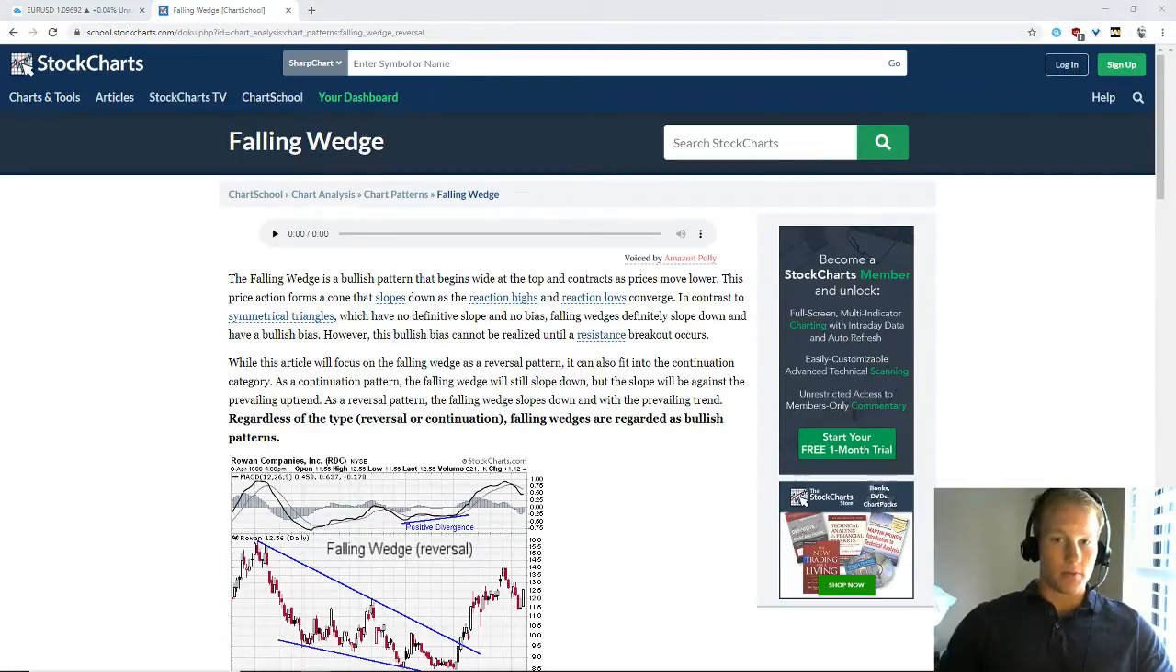Yeah, that's better. It's a forex pattern, so we'll get into it. Actually, it's a pattern across all markets, but that sounds better. Okay.